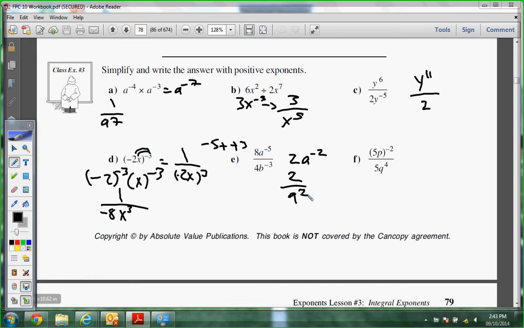There's a's and b's, sorry. So take the b's, put them on top. Take the a's, put them on bottom. So 8 over 4 is still 2. The b3 goes to the top. The a5 goes to the bottom.